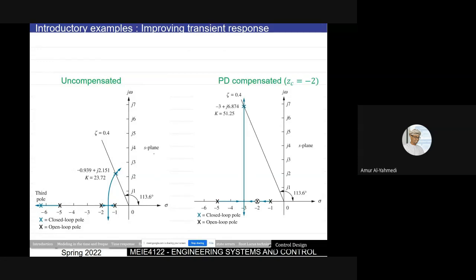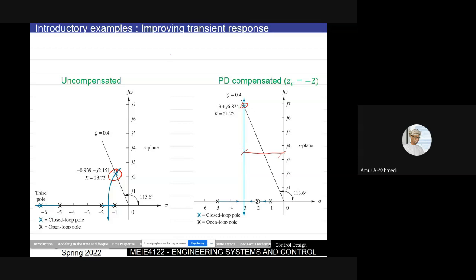Let's say I want to change my root locus. This is my root locus now. But now I want to change it because this will increase my, let's say, settling time or my time to the first peak. I don't want to be here. I want to be somewhere here. So I want to increase this distance.